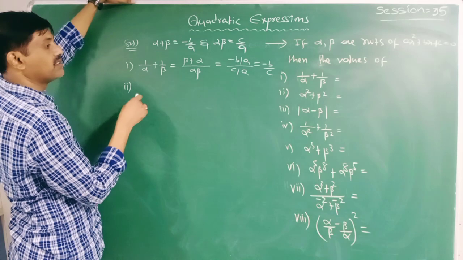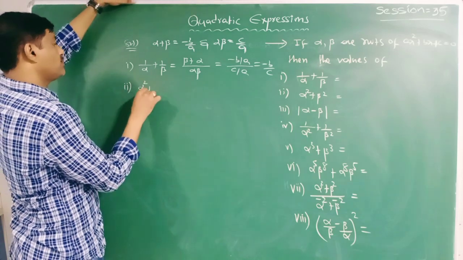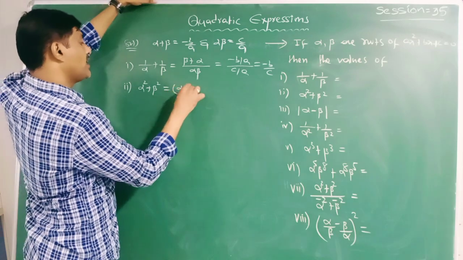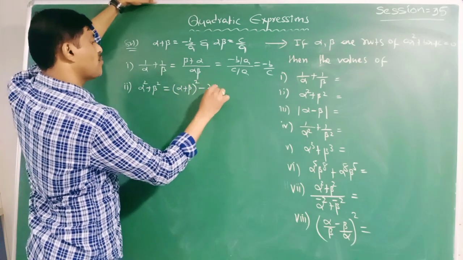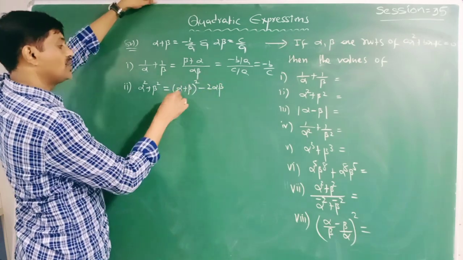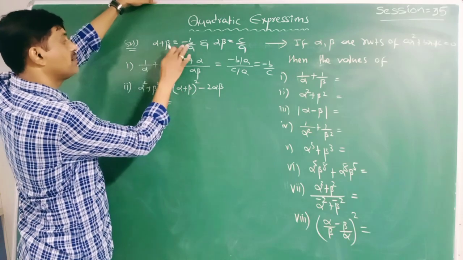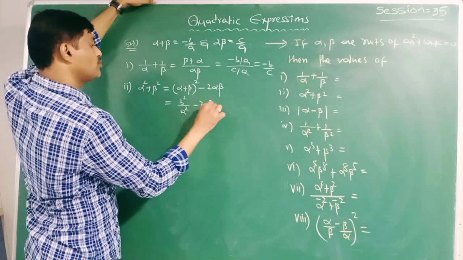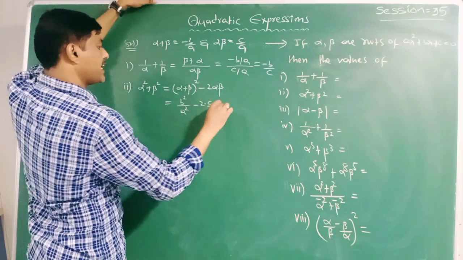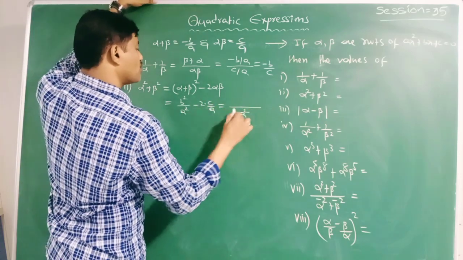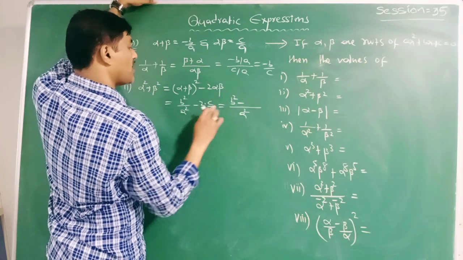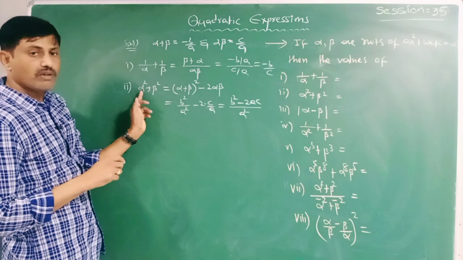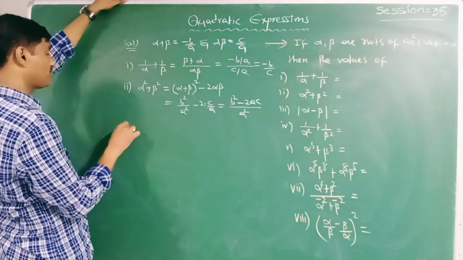Now second one, alpha square plus beta square. You know a square plus b square is a plus b whole square minus 2ab. Here alpha plus beta is minus b by a whole square, that means b square by a square, minus 2 times c by a. Take LCM, simply this is b square minus 2ac by a square. This is the value of alpha square plus beta square.